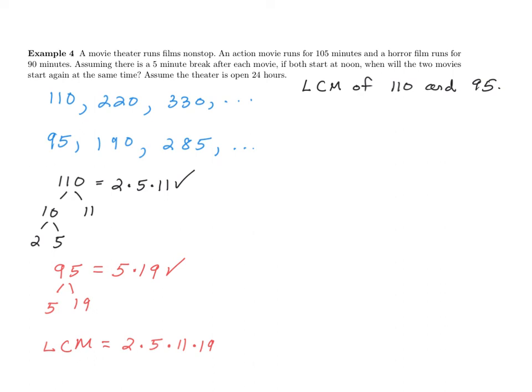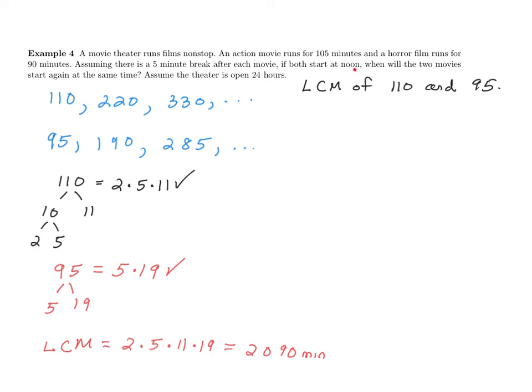So let's multiply that together and see what we get. 2 times 5 times 11 times 19. That is 2,090. And this is minutes. So the movies start at noon on some given day. And then this many minutes later, the 2 movies will start again at the same time.